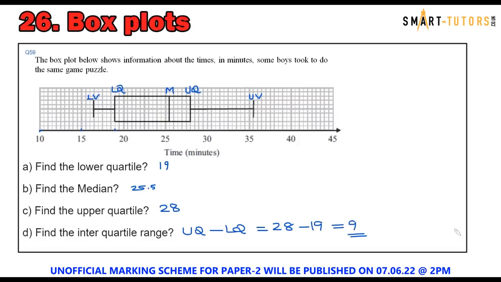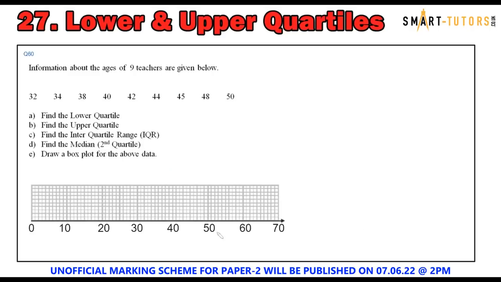So that is a simple question to understand what the elements of the box plot are. Now we are going to find the elements of the box plot and then draw the box plot. So we will see. Information about the ages of the 9 teachers is given below: 32, 34, 38, 40, 42, 44, 45, 48, 50, everything in ascending order. That is great news.